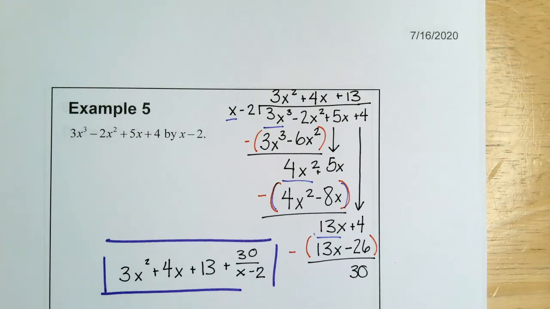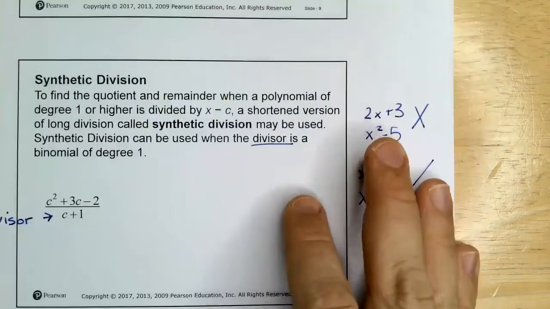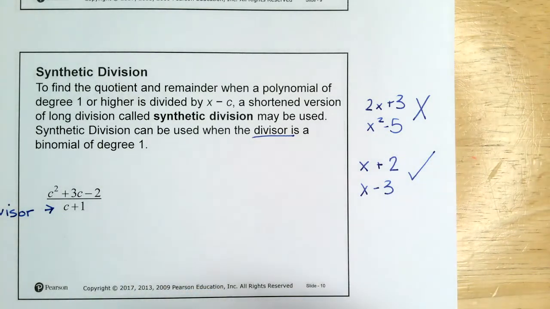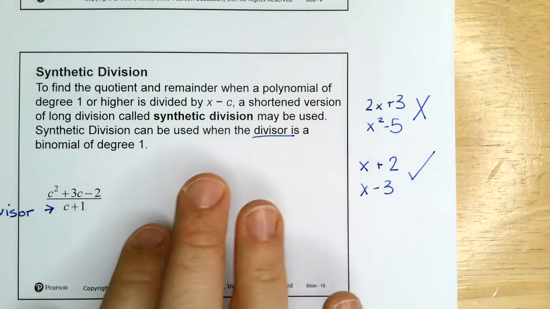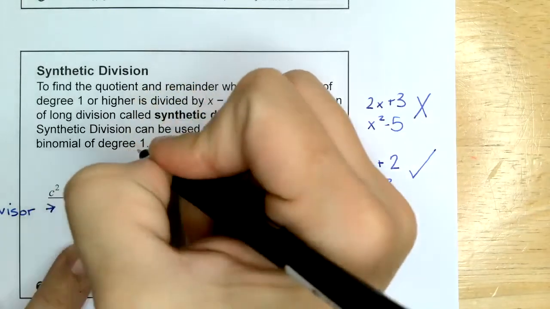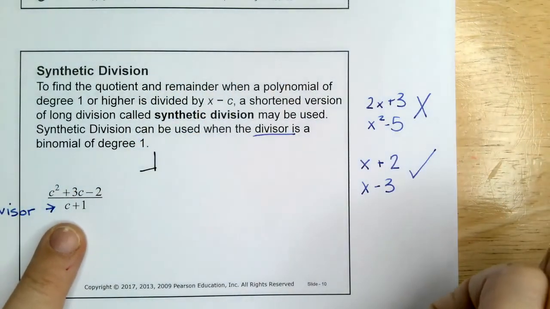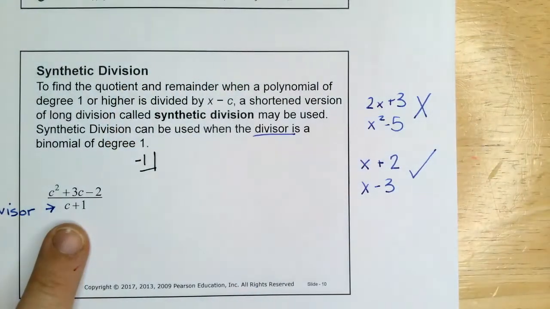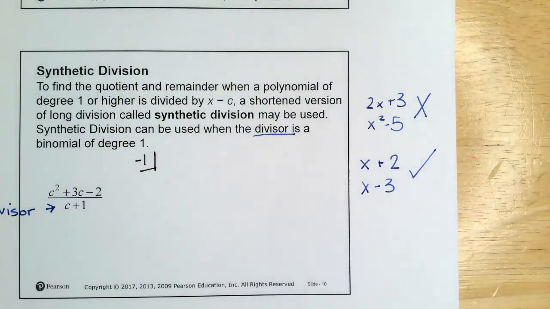Okay, so we're going to take the opposite of the constant. The constant is plus 1. We're going to put it in the divisor box. And instead of rewriting x over and over, we're going to leave it out. So here's a divisor box. We're going to do the opposite of the constant, negative 1, because the constant is positive.